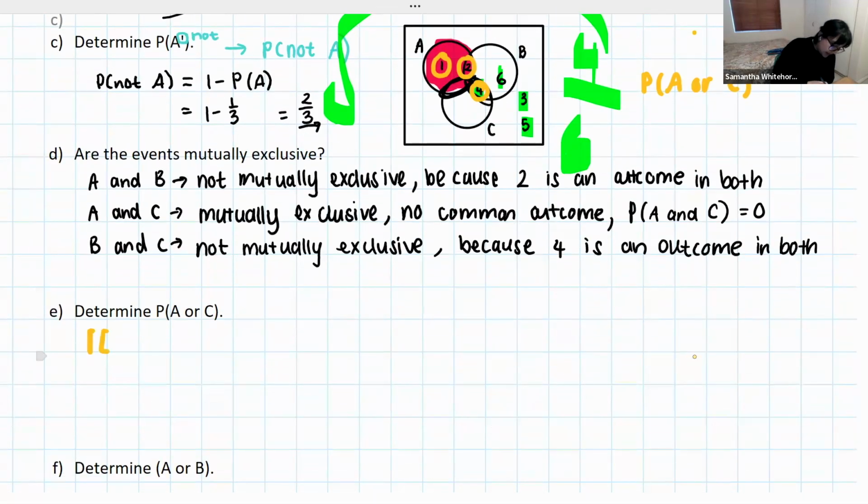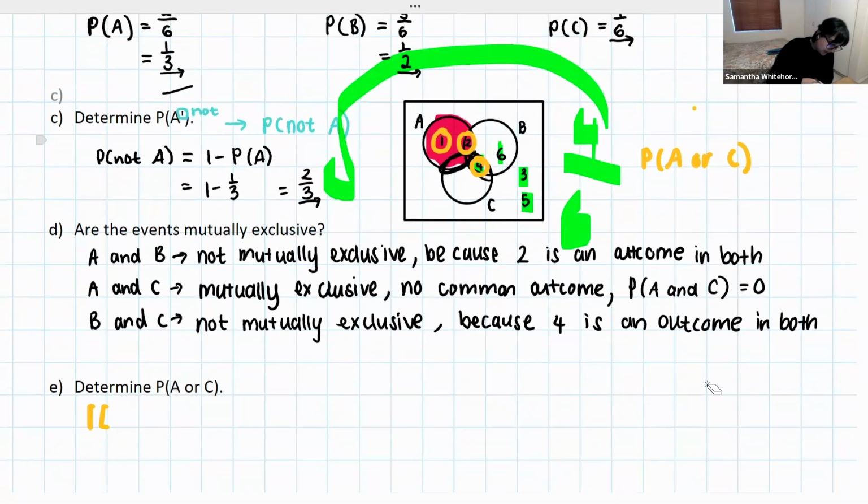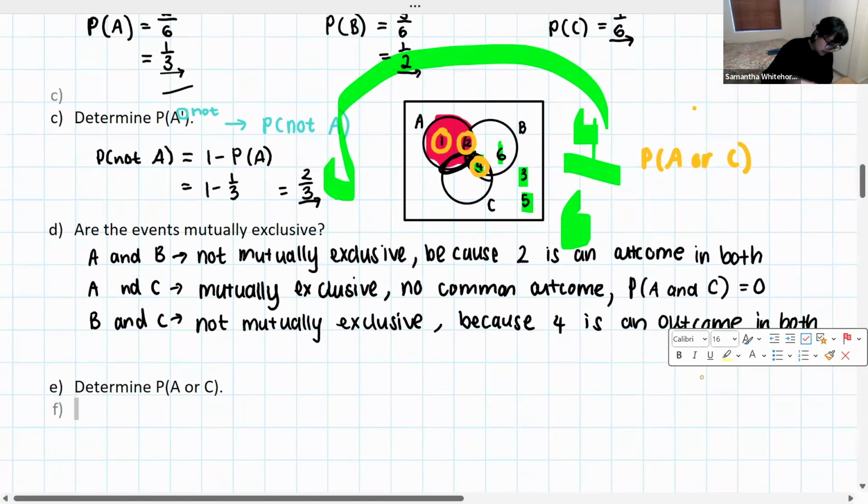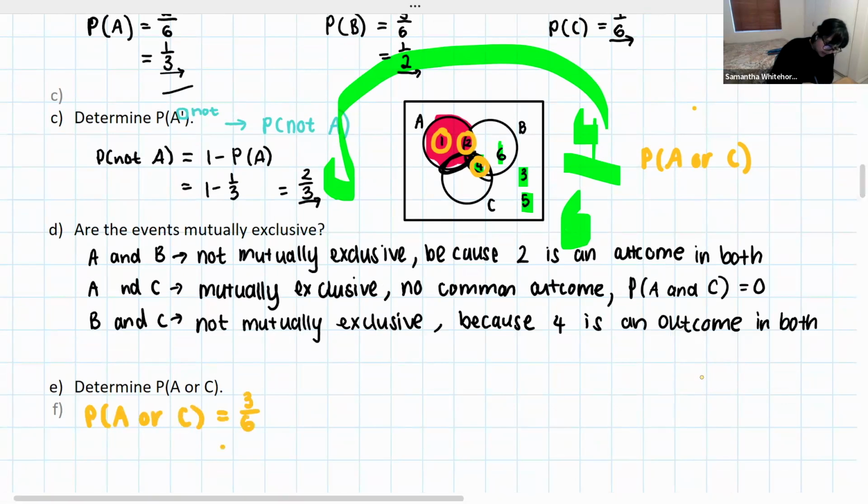So the probability of A or C is 3 out of a total 6 outcomes. So you've got a 50% chance that your outcome is in A or C.